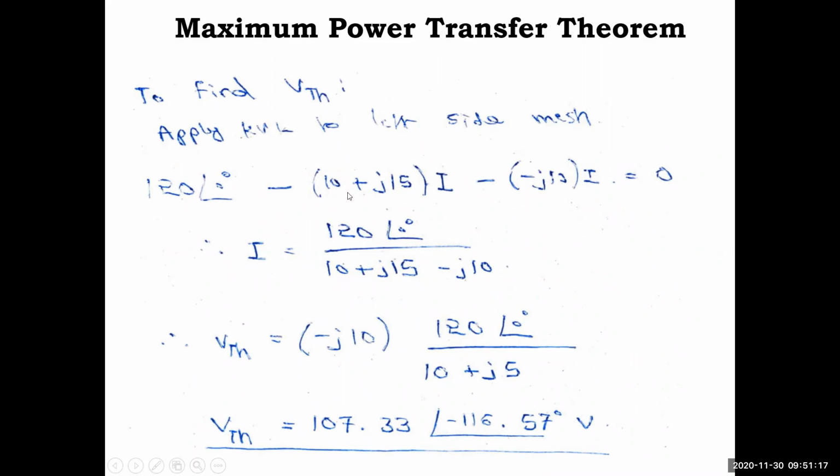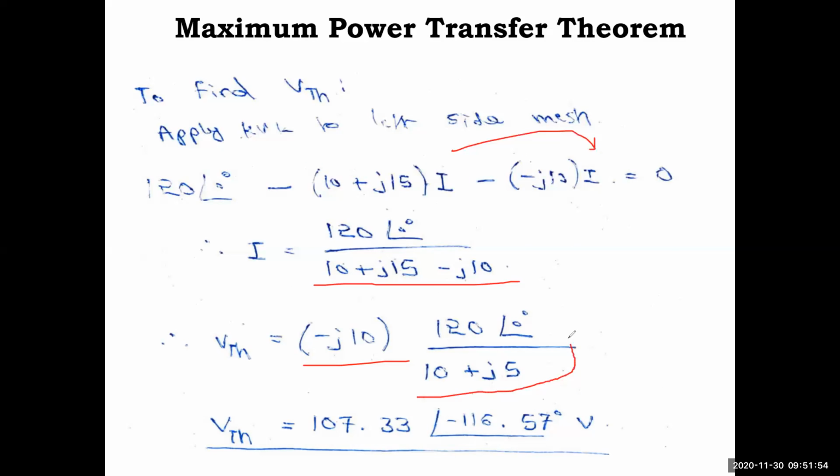120 at an angle 0 degree minus (10 plus j15)I minus (minus j10)I equal to 0. Sorry, I told something incorrect. So now I is equal to 120 at an angle 0 degree divided by 10 plus j15, since I have taken the current part to the right side, or interchanged it. So 10 plus j15 comes, this also becomes plus, and here you have the minus j10, written as it is. Now VTH is straight away minus j10 into this value, and this value is 10 plus j5.